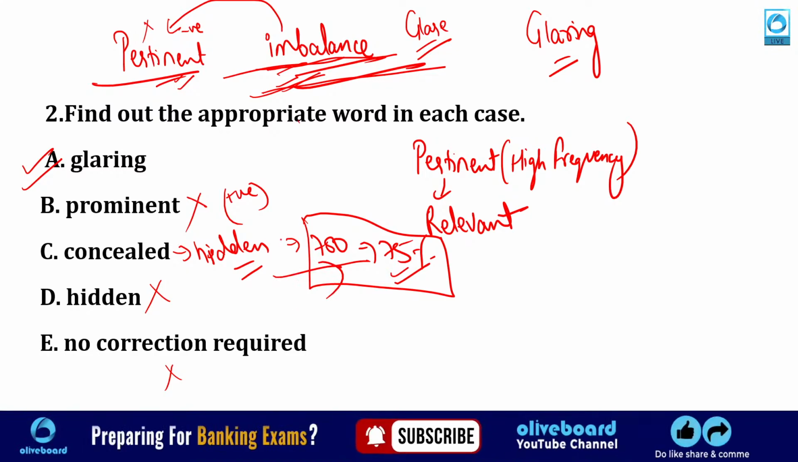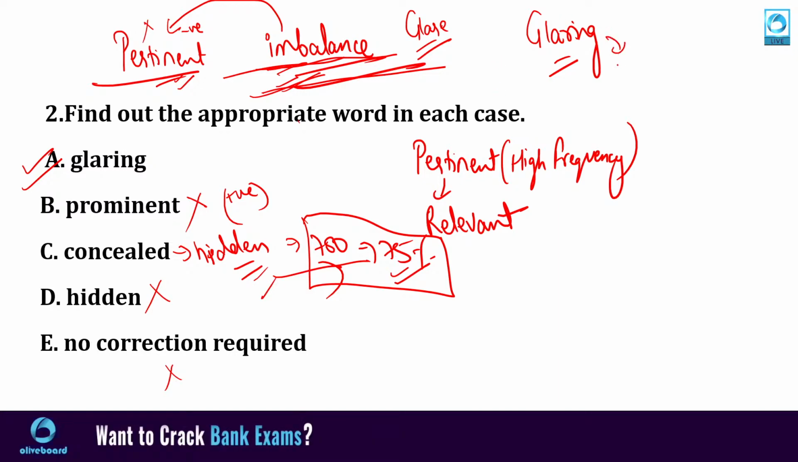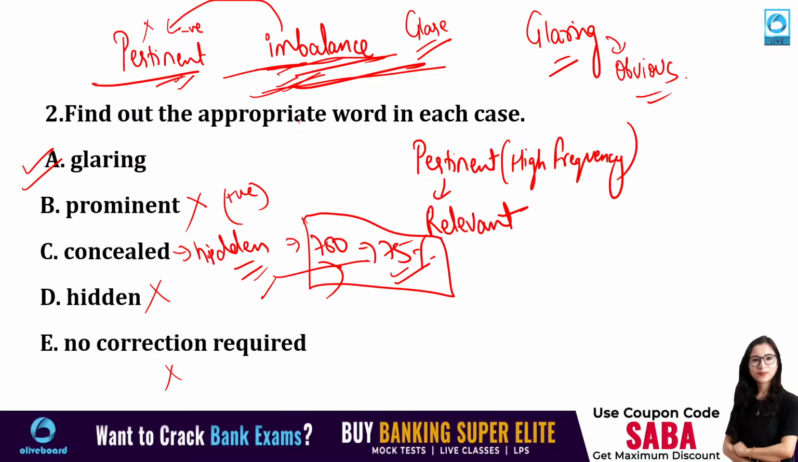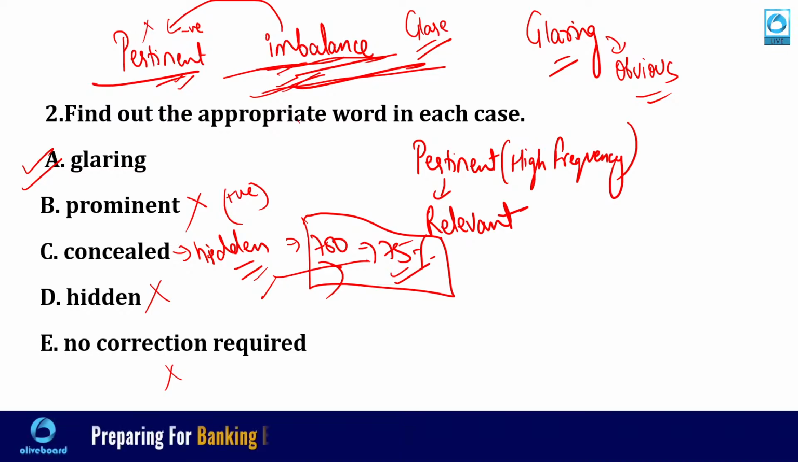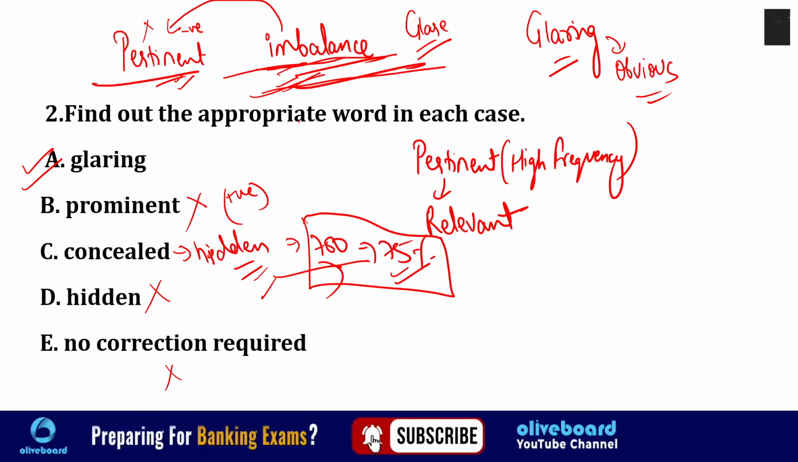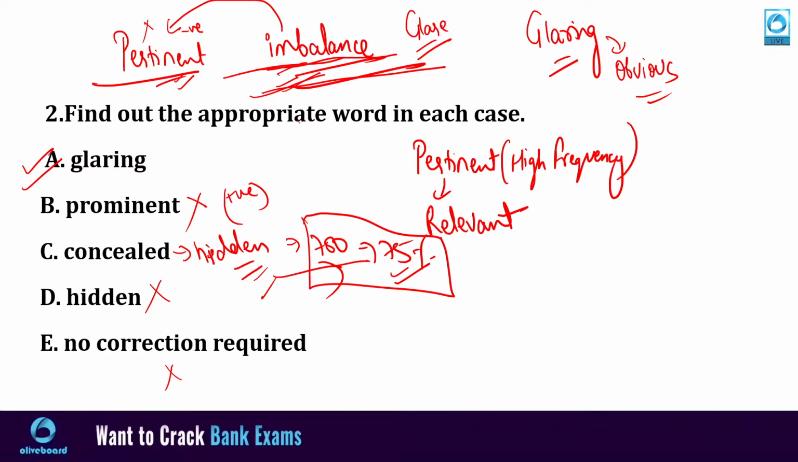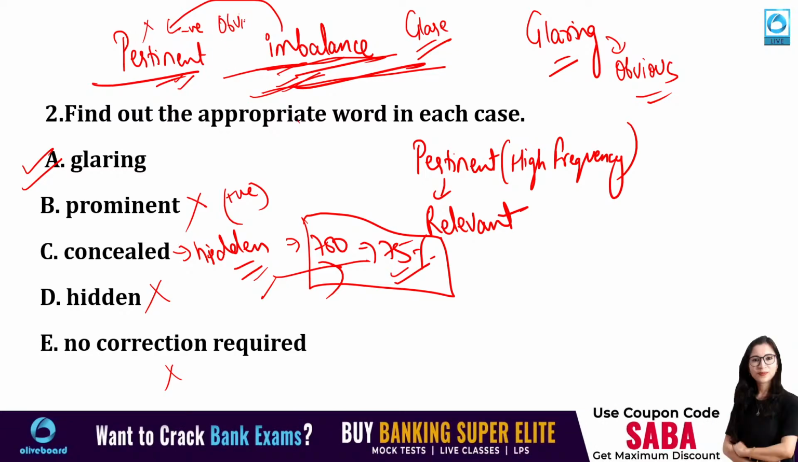The fact is the imbalance is not hidden. Glaring here means obvious. This imbalance is very common and obvious. Yes, you can say glare; basically we call it shine, shocking. Here we are using this word glaring in the sense of obvious: this common, obvious imbalance.